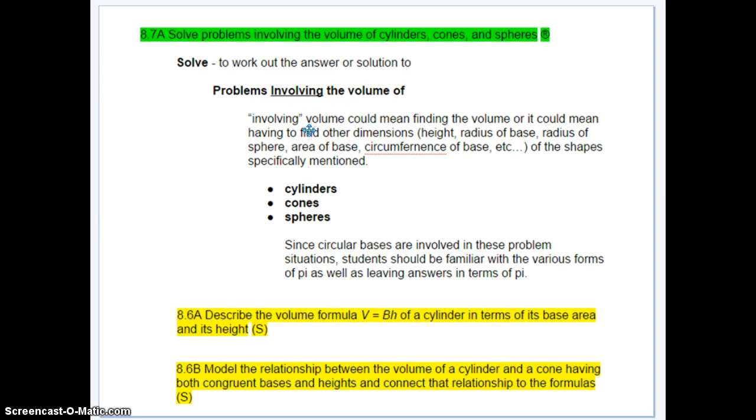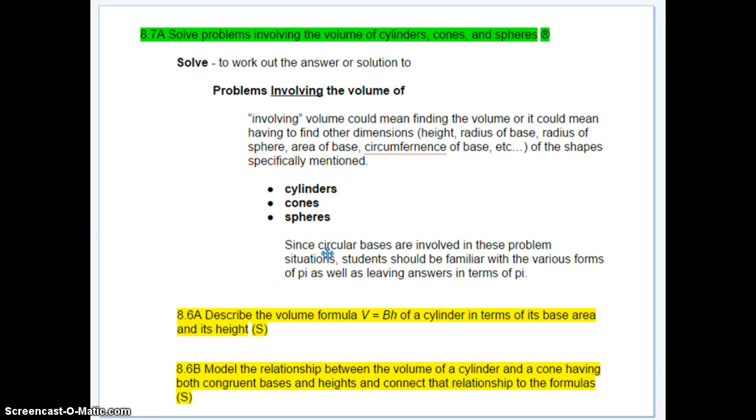Reading there, involving the volume could mean finding the volume of it, or it could mean having to find other dimensions of the particular shapes. And those dimensions being height, radius of base, radius of sphere, area of the base, circumference of the base, etc. And the shapes specifically mentioned, and this is refined in 8th grade now, are cylinders, cones, and spheres. So there's no pyramids involved in this. And so the volume TEKS just simply involve cylinders, cones, and spheres.